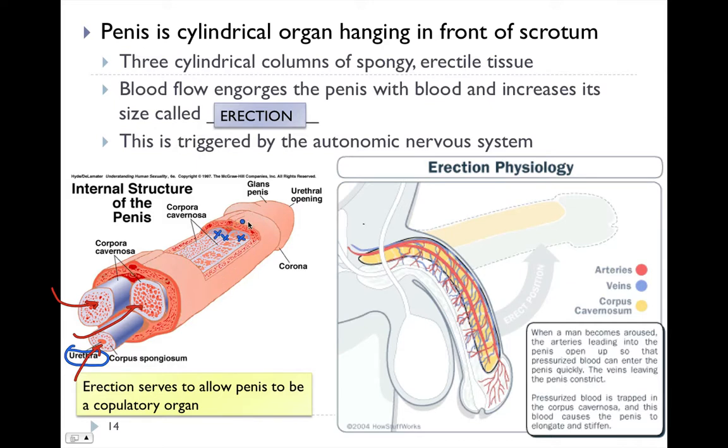At the front of the penis, we have a tissue that can stimulate the penis. It's called the glans. And with enough stimulation, of course, it can lead to ejaculation.